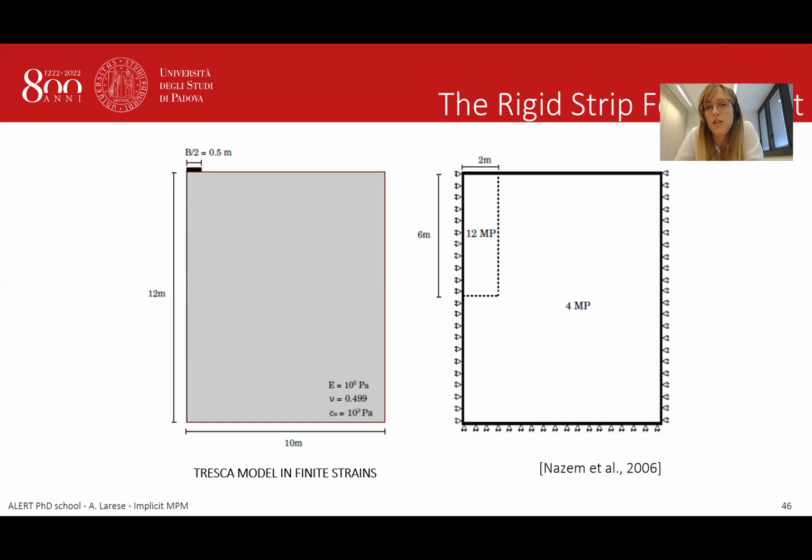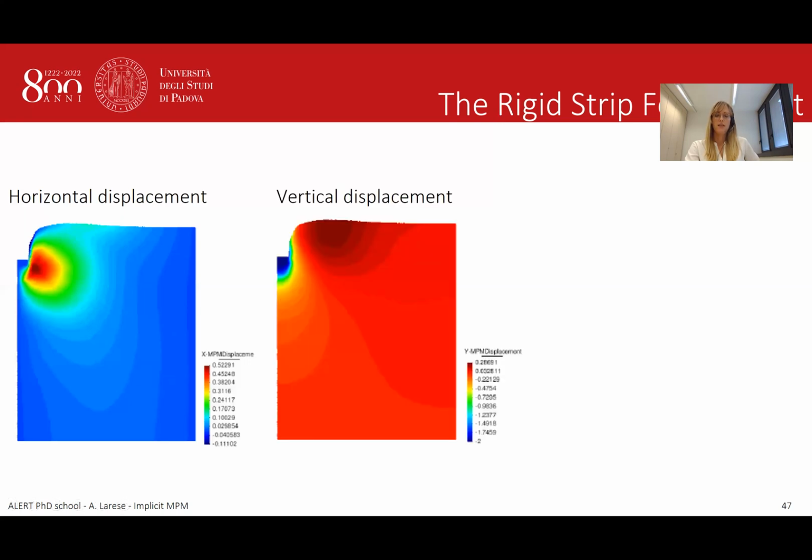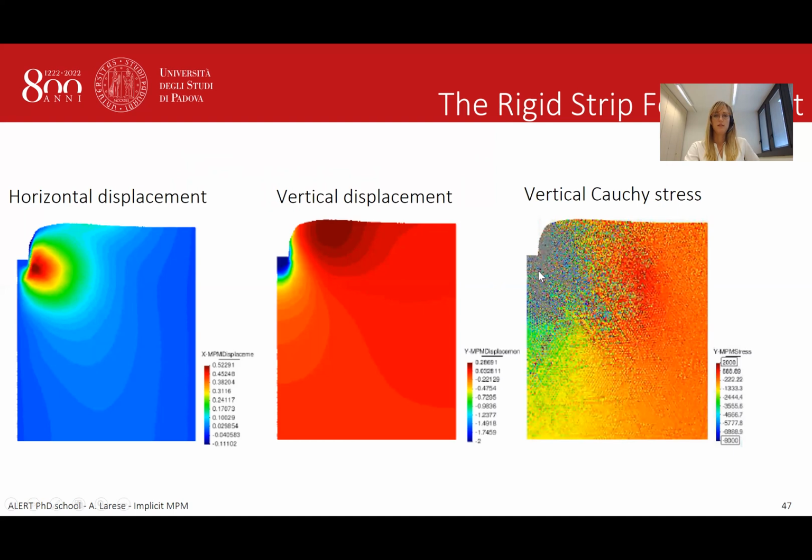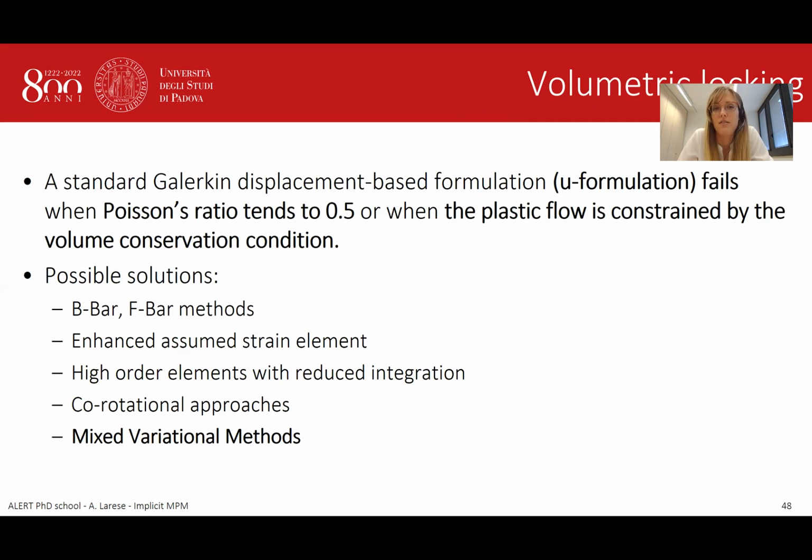The problem is that if we want to deal with, for example, the classical example of a rigid strip footing or any other nearly incompressible example, so if we reach the incompressible limit, then we have some problem. Then we have some volumetric locking problems. So, for example, this is a problem of a rigid block going down into a soil, the problem of the rigid strip footing. If we look at the results, they look nice, but they don't have any meaning. We have some problem because we are using a standard Galerkin displacement-based formulation.